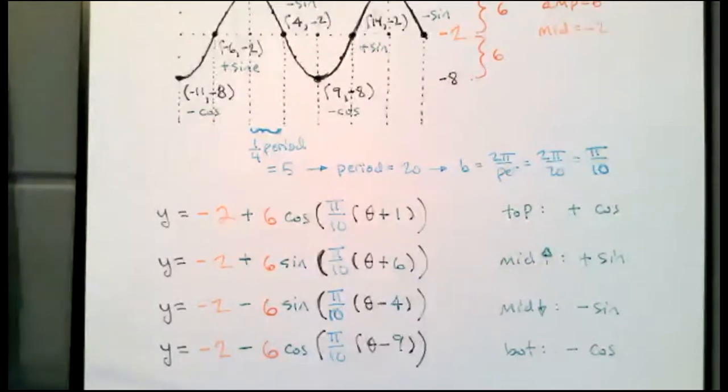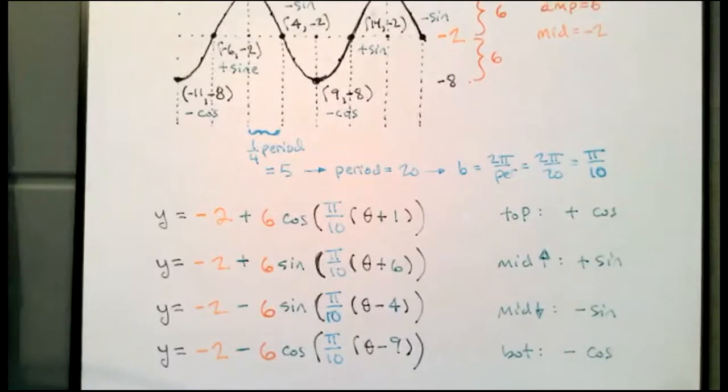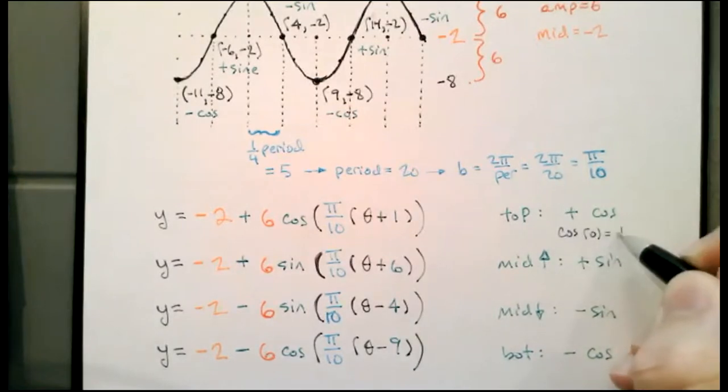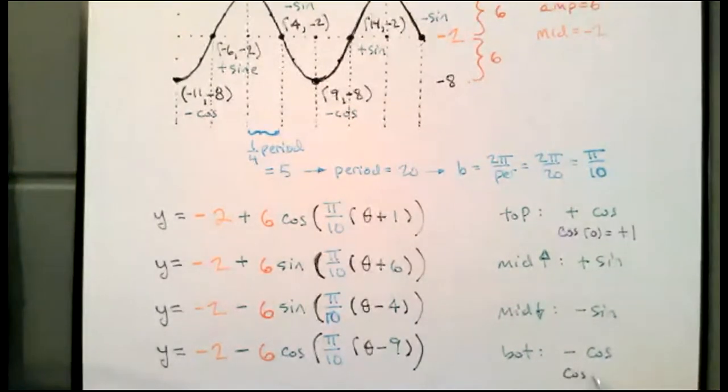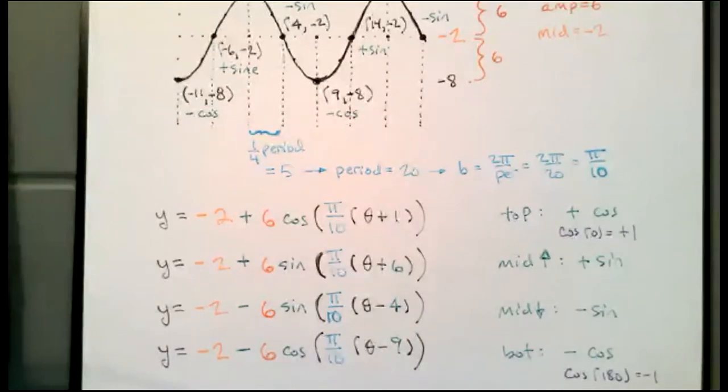One of the reasons it makes sense that the top and bottom are positive cosine and negative cosine is the fact that cosine of 0 is 1 and cosine of 180 is negative 1. If you want to connect this to something that we've done before, cosine of 0 is positive 1 and cosine of 180 is negative 1. So that's why the cosine starts off with the +1 and the -1, the top and the bottom. +1 corresponds to the top, -1 corresponds to the bottom.